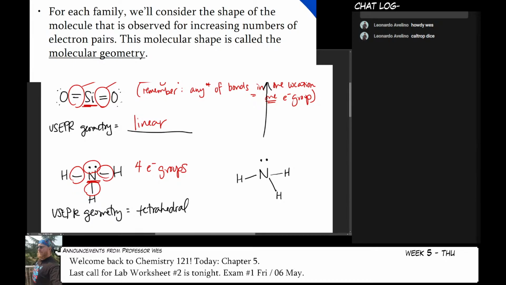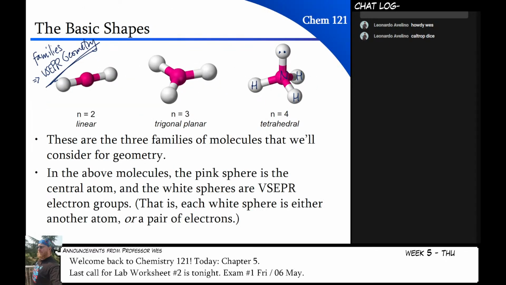I accidentally flipped that forward before I meant to do this. So let's go back here real quick, just so you can see it. All right. So the family is going to be the VSEPR geometry. Now, if that was it, we would call it a day and we'd be happy.